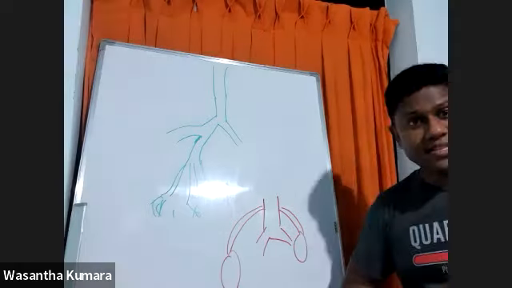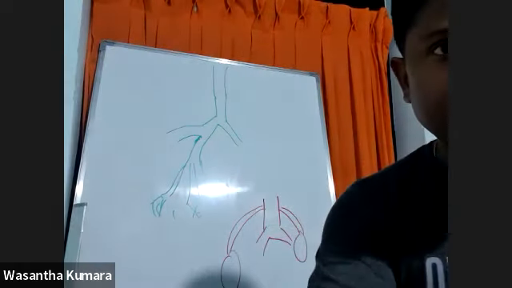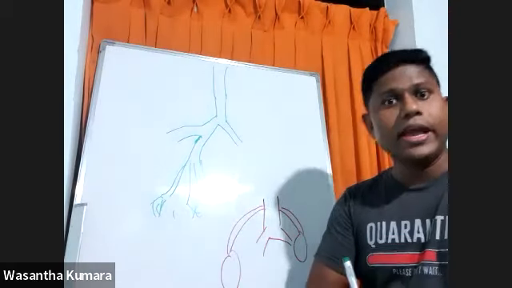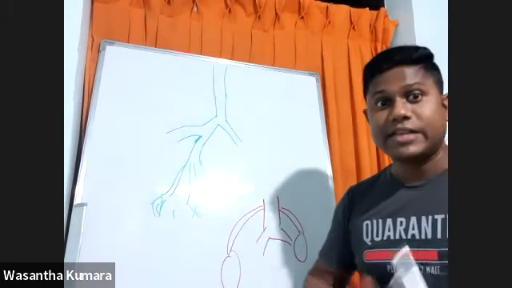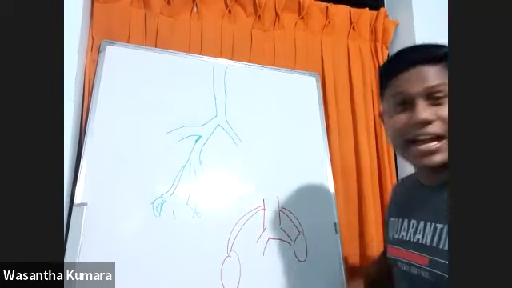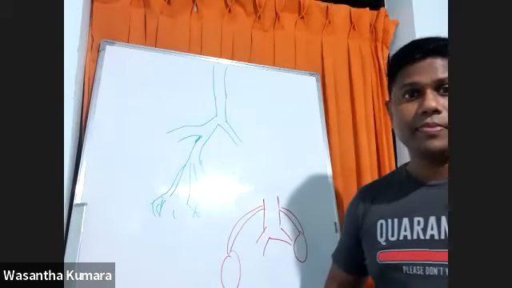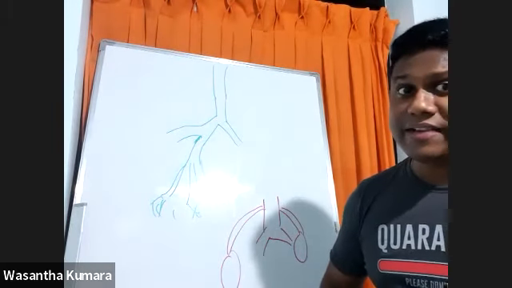Same like the testis. Testis and ovary, right? So both of them get the blood supply directly from the abdominal aorta, not from the internal iliac vessels. MCQ.